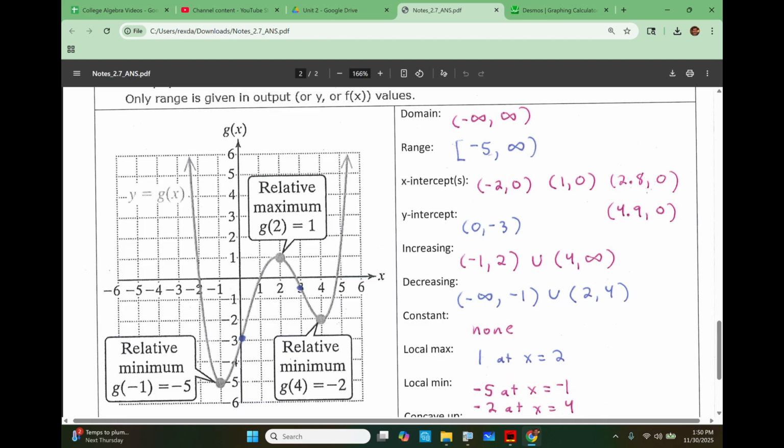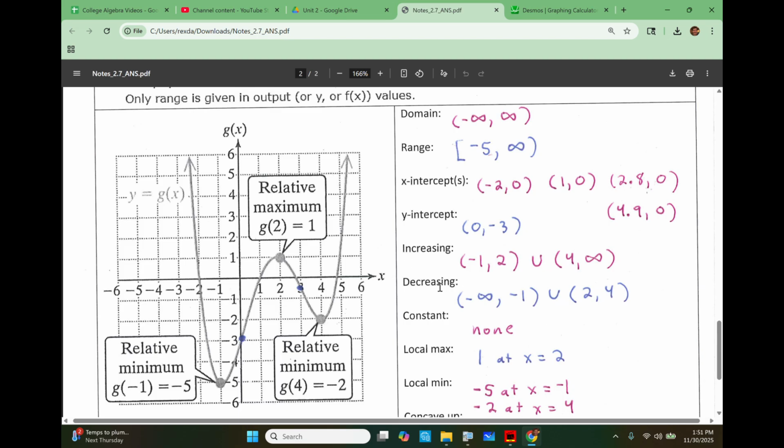X-intercepts, I see 1, 2, 3, 4 of them. A couple I have to guess at, but that's fine. So this is like (-2, 0). This is (1, 0). This is like (2.8, 0). And that's maybe (4.9, 0). That's just a guess on those. And that's fine, just to recognize from a graph, if I don't have the equation, I'm just going to kind of guess at it. Y-intercept is (0, -3), right down here.